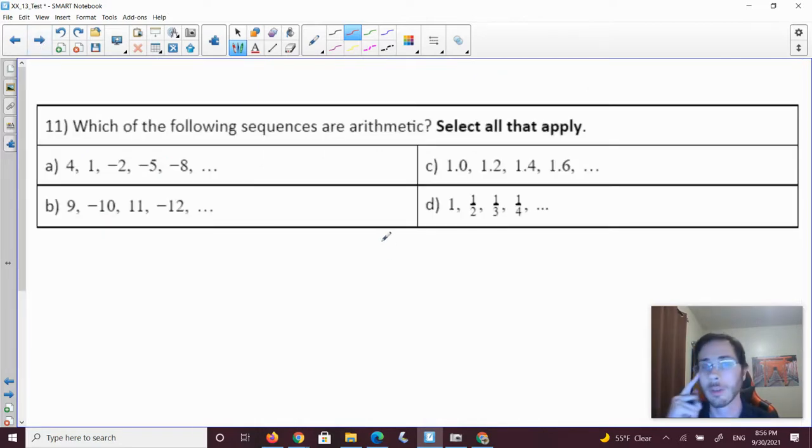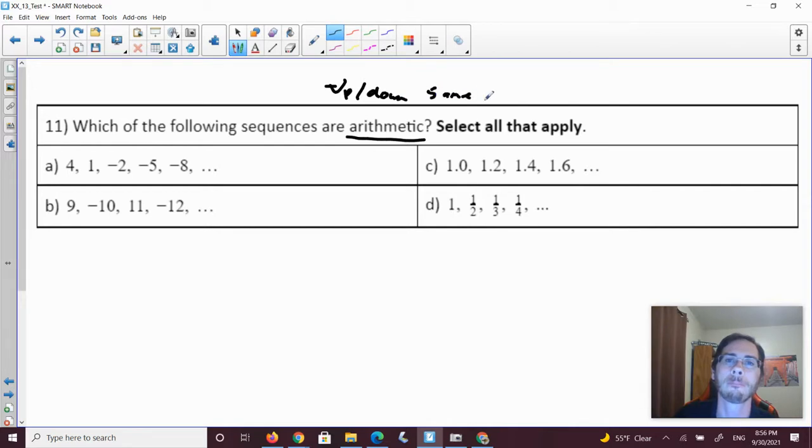All right, for number 11, which of the sequences are arithmetic? Select all that apply. So I can pick more than one, which means I have to check all the answers. But remember, the whole idea behind arithmetic is that you're going to either go up or down by the same amount every time. So let's check. We've got 4 to 1, which means I'm going to go down 3. 1 to negative 2 is down 3. Negative 2 to negative 5 is down 3. Negative 5 to negative 8 is down 3, so I'm going to pick A.